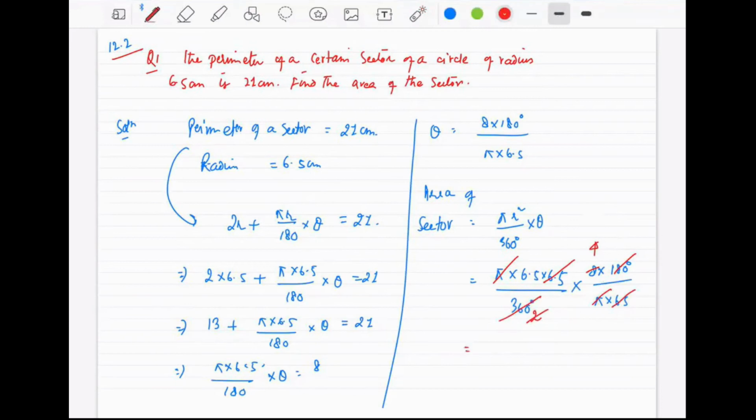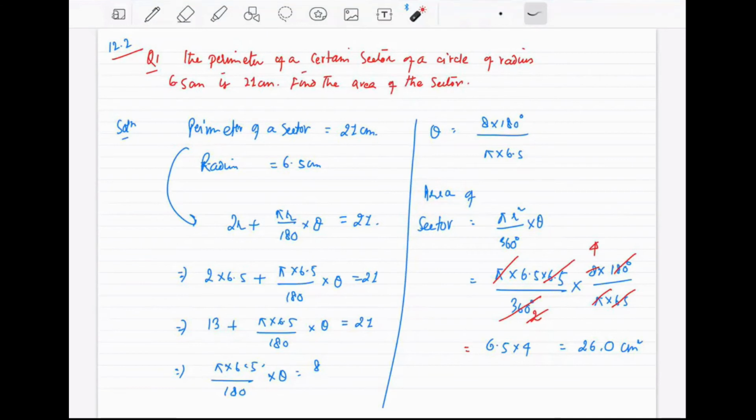But in the numerator, we are left with 6.5 into 4. We can multiply: 4 5s are 20, 4 6s are 24. So we will have 26. There is one decimal point, so we put one decimal. And the unit will be what? Centimeter square, because we are finding out area.